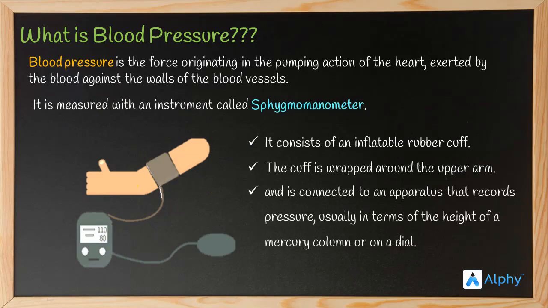The pressure can be recorded in terms of the height of the mercury column, or it can be recorded on a dial. Like in this one, it is recorded on a dial. Okay. However, it can be recorded on the column as well. Okay. So now, when we measure the blood pressure with the sphygmomanometer, there are two pressures which are measured.